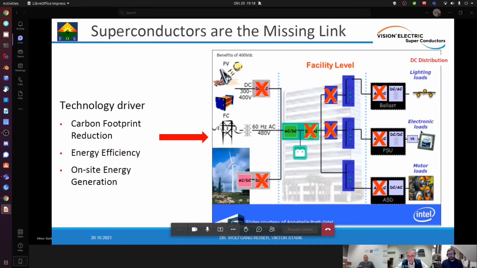In the meantime, superconductors are here, and superconductors are the missing link. They conduct very high currents with zero losses, zero emissions, and therefore superconductors are the material which will be used for DC powered data centers. So this is an advantage, combining direct current supply and superconductivity for a new design of power supply for data centers.